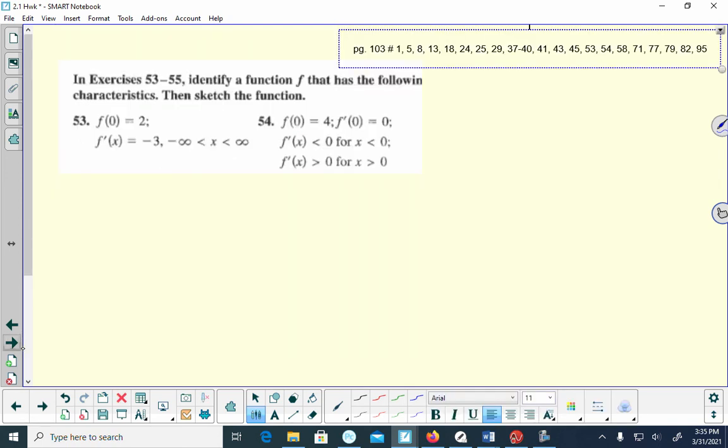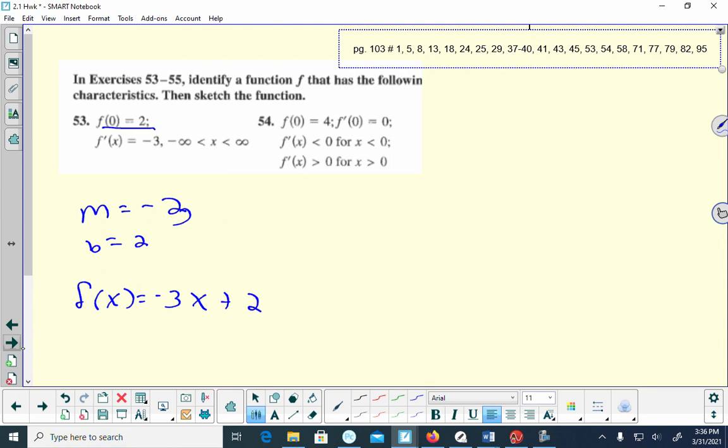Identify the function that has the following characteristics, then sketch the function. So f of 0 is equal to 2, and the derivative is equal to negative 3 the entire time. Well, if the derivative is equal to negative 3, that means the slope of my line is negative 3, and they're telling me my y-intercept, which is 2. So the function is going to be negative 3x plus 2. And that's all I'm going to do for that one.